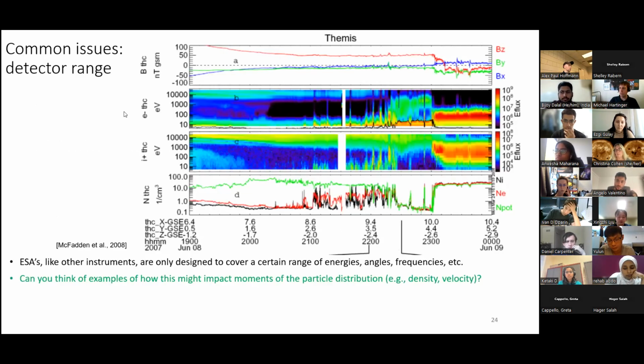Okay, so that's again a whirlwind tour of ESAs. I wanted to give you some examples of common issues with ESAs, and one of them you can probably already guess. ESAs, like other instruments, are only designed to cover a certain range of energies, angles, and frequencies. So I'll just pause here for a second and ask this question: the fact that you're only measuring this range of energies, angles, and frequencies, how do you think this might impact moments of the particle distribution, things like density and velocity?